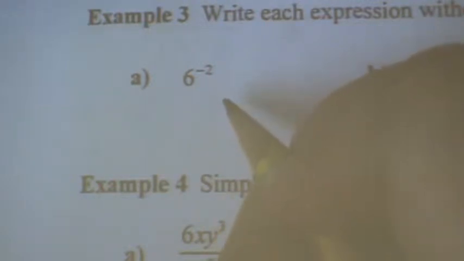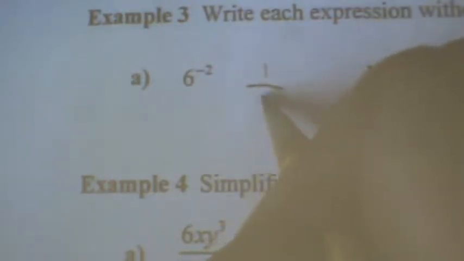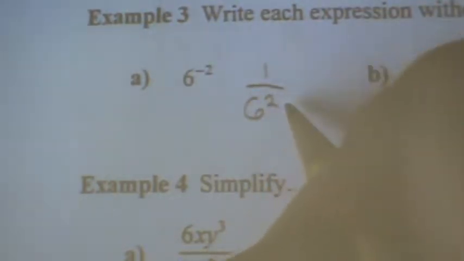Okay, now, let's talk about these negative exponents. How do you get rid of a negative exponent? You take the reciprocal of it. Not opposite, but just switch it. Like right now, this is in the numerator. You're gonna move it to the denominator and make it 1 over 6 squared. So 1 over 36.